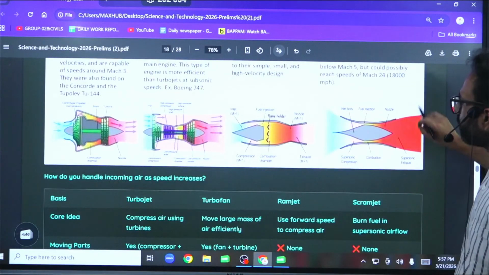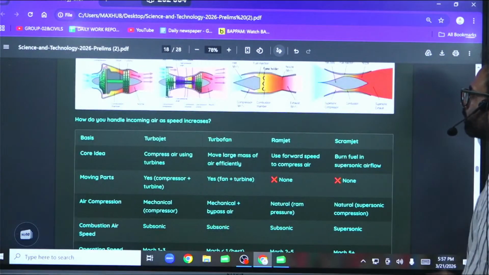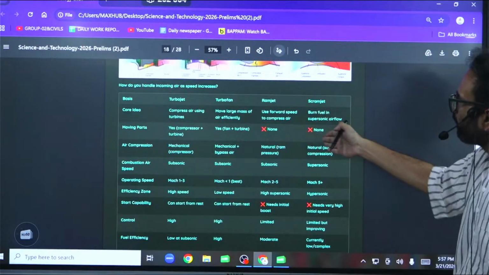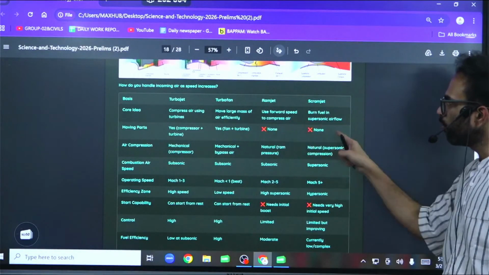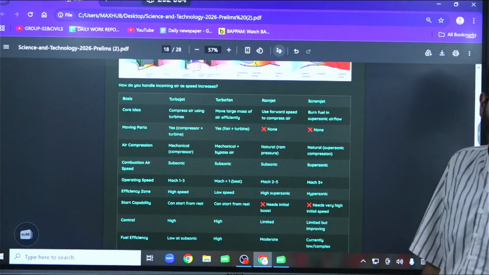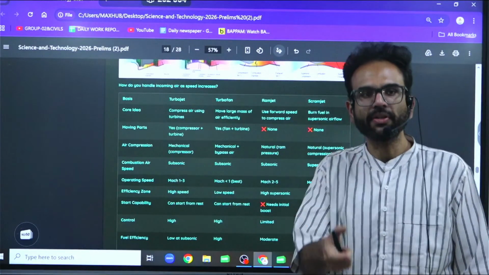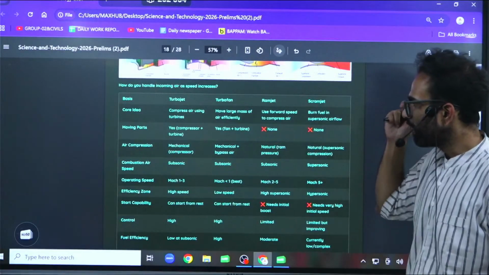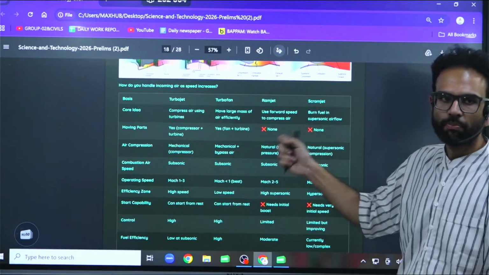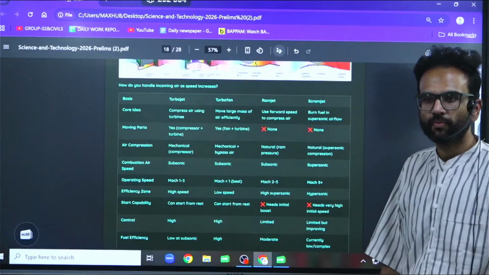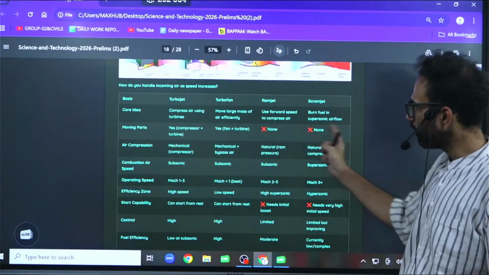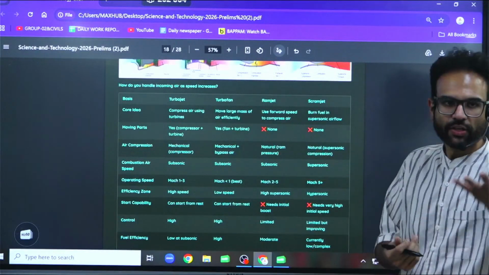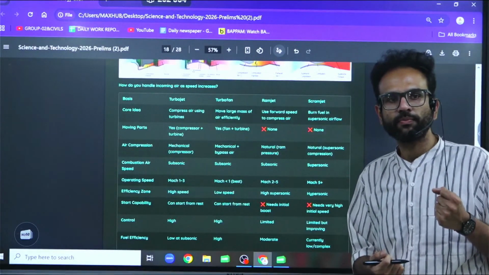So, if I have to create a comparative table, you will notice that both ramjet and scramjet will not have any moving parts. This is the most important point as far as the design principle is concerned. From a material technology standpoint, it is the most important engineering marvel. What makes it so wonderful? They have no moving parts, and we are using the natural pressure that we have.